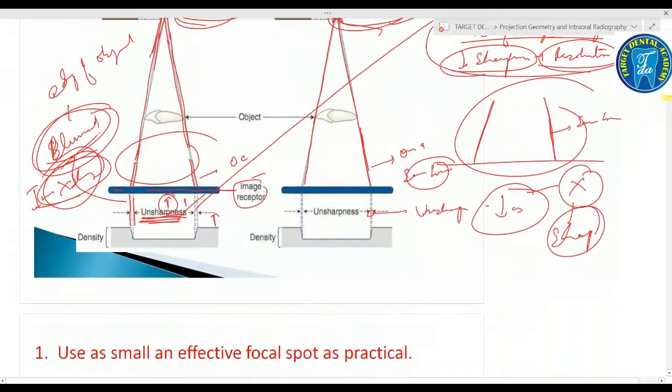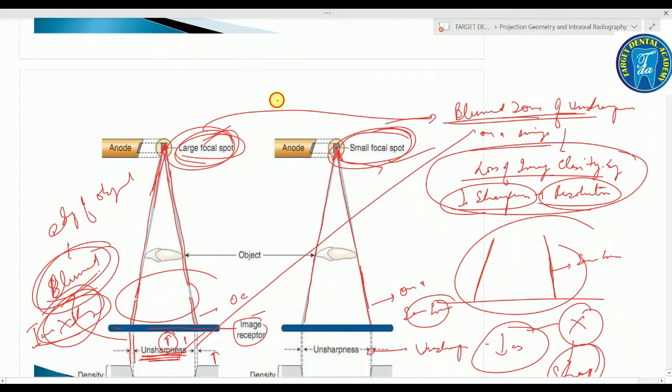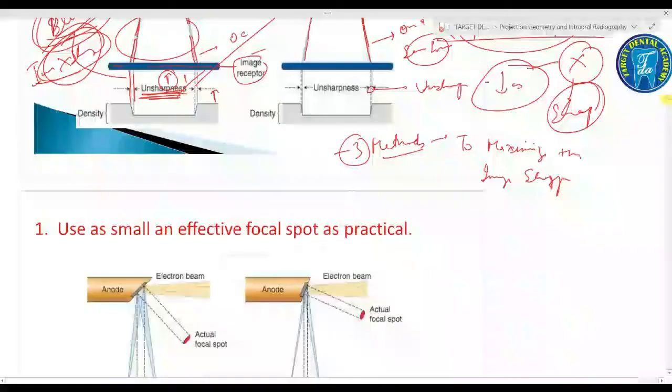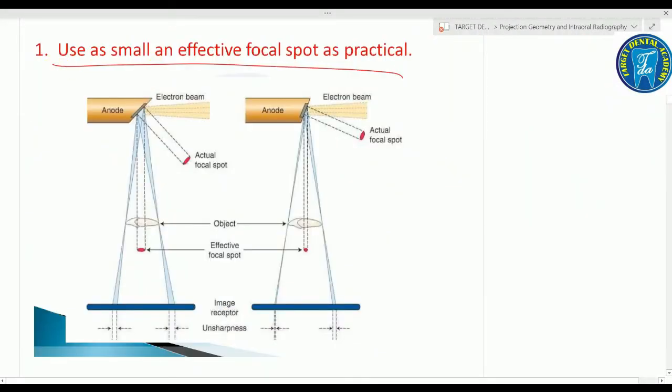So in this, there are three methods which are used to maximize the image sharpness, because when we use a large focal area, it decreases the sharpness. So there are three methods which are used to maximize the sharpness. The first one is the use of a small and effective focal spot as practical.